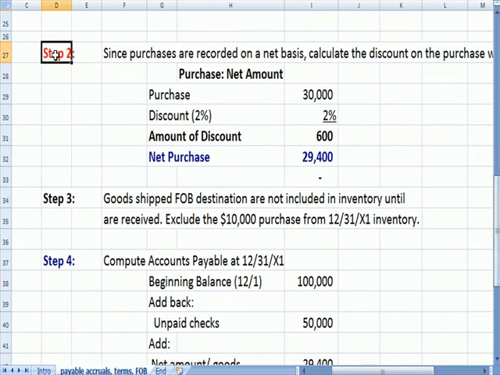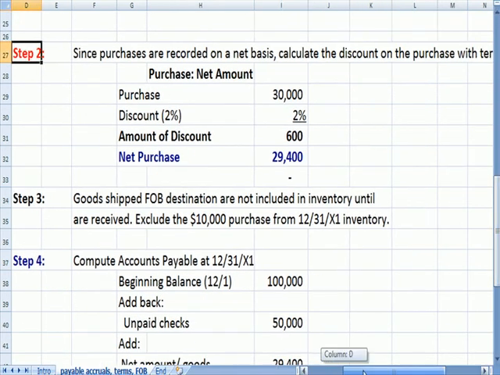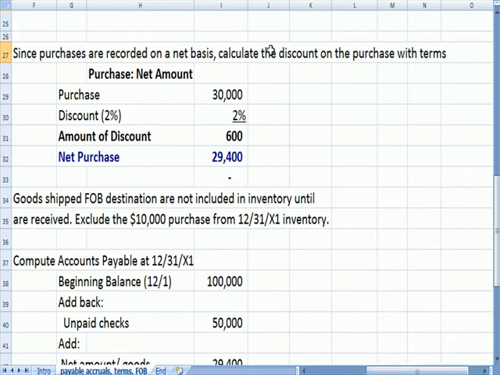Second, step two, since the purchases are recorded on a net basis, we need to calculate the discount on the purchase using the terms we were given, which would be a $30,000 purchase times 2% means that we save, by taking advantage of the discount, $600. So our net purchase is $30,000 less $600, or $29,400 is the net purchase, which is also the net amount of the accounts payable.